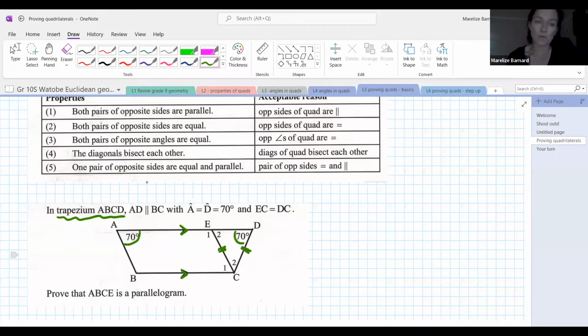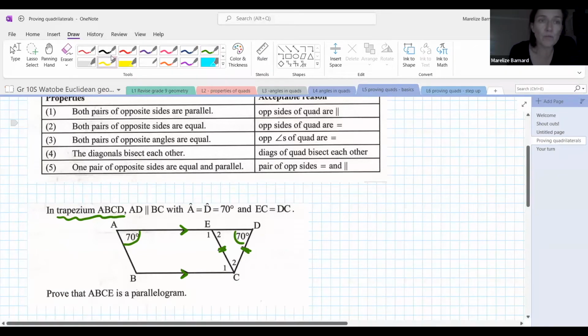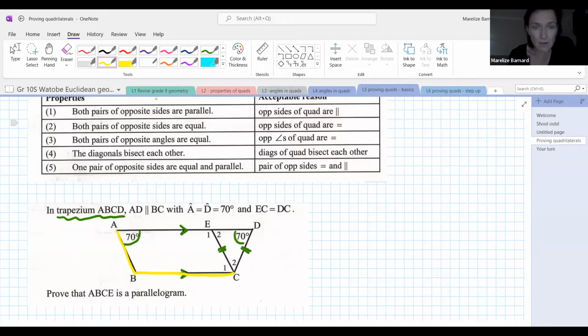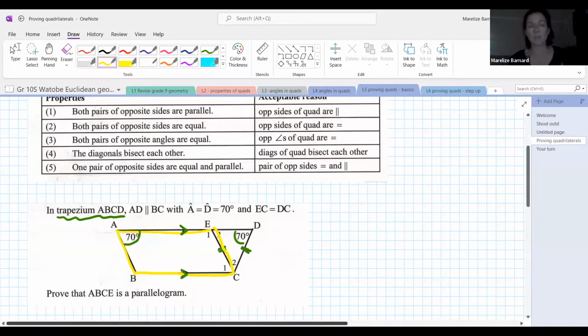Now we have to prove that ABCE is a parallelogram. For that you can use another highlighter. Highlight the shape that you need to prove in another color. So I'm going to make it this yellow color. Now, we have to prove that ABCE is a parallelogram. So with geometry, just take some time first and devise a strategy.